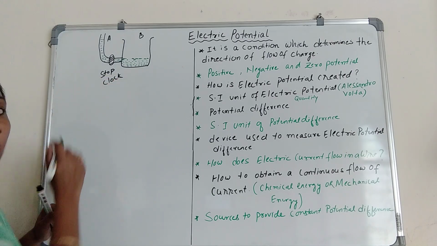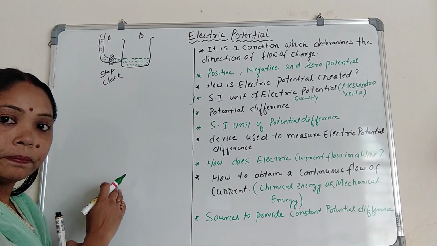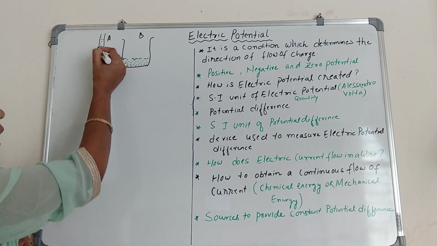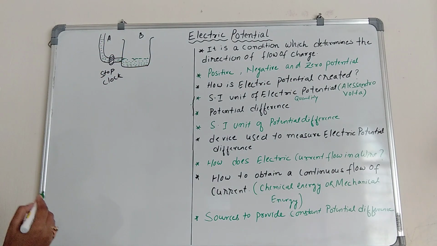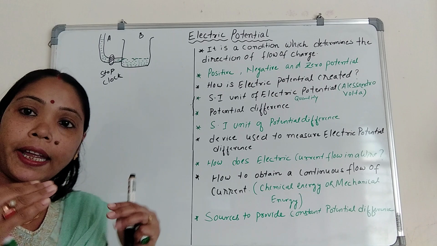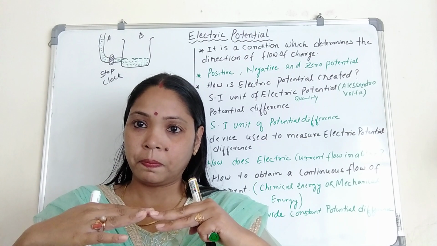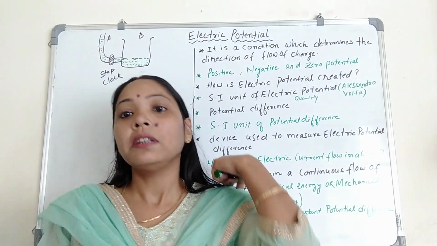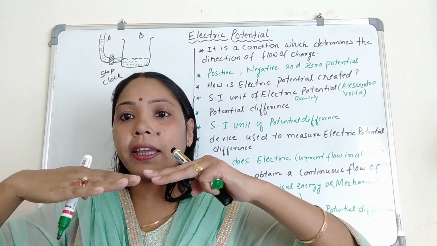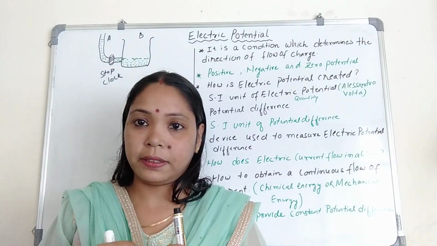Now when we open the stop cock, the water will flow from A to B. It means the water will flow from higher level to lower level. Once the levels of A and B equalize, the flow of water stops. This is because water always flows from higher to lower, and when they get to an equal level, there will be no flow of water.